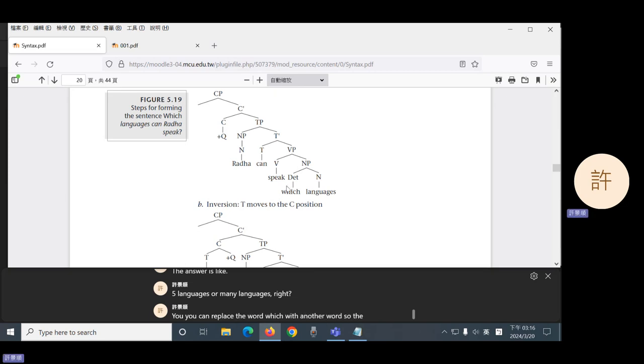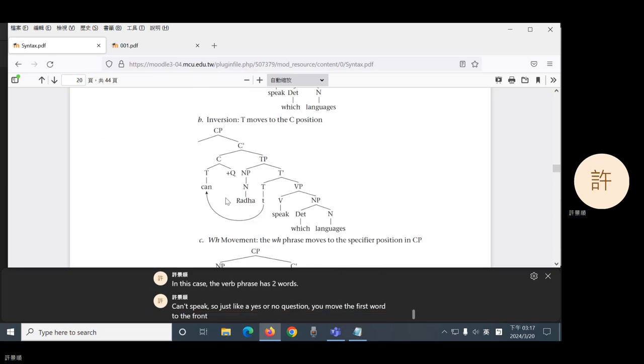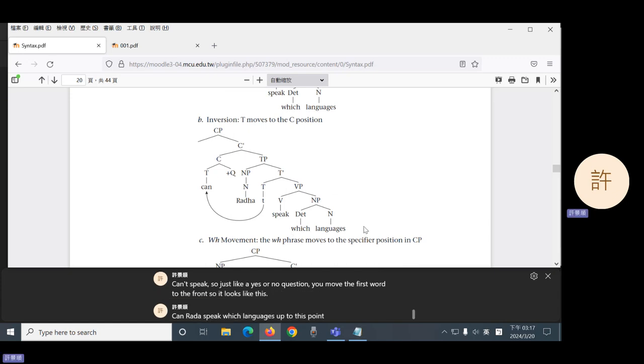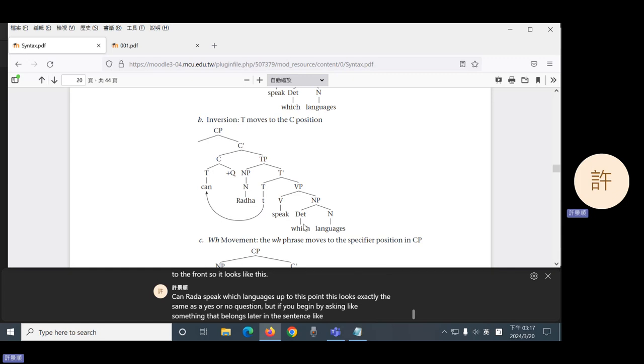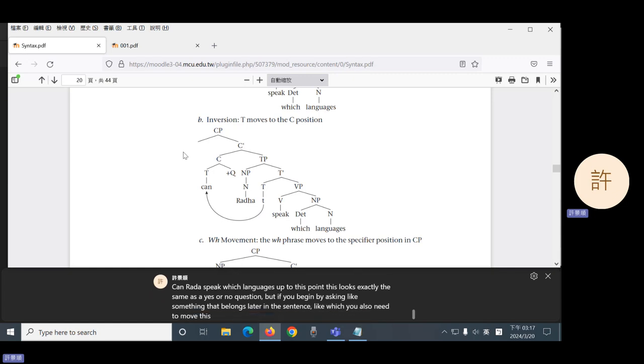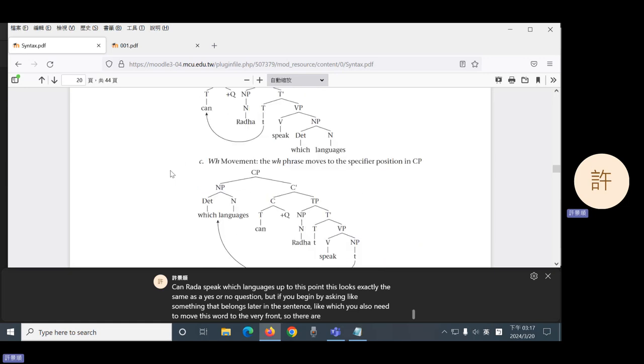So the first thing to do is to move the first word in the verb phrase. In this case, the verb phrase has two words, can speak. So just like a yes or no question, you move the first word to the front. So it looks like this. Can Radha speak which languages? Up to this point, this looks exactly the same as a yes or no question. But if you begin by asking something that belongs later in the sentence, like which, you also need to move this word to the very front. So there are two movements.